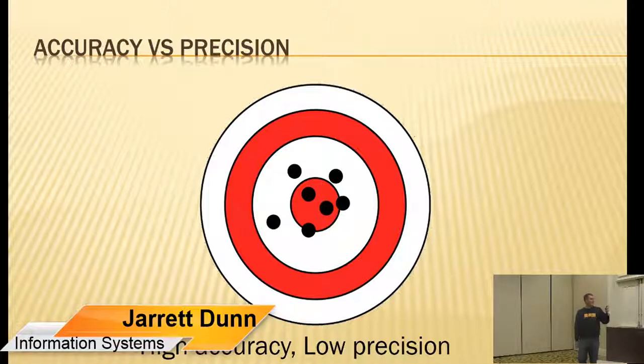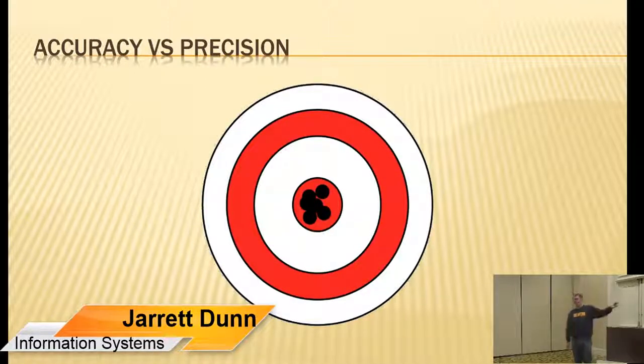Yep, high accuracy, low precision. This can be an annoying one because sometimes it's very perfect and sometimes it's off a little bit. And then we have the ideal: high accuracy, high precision.